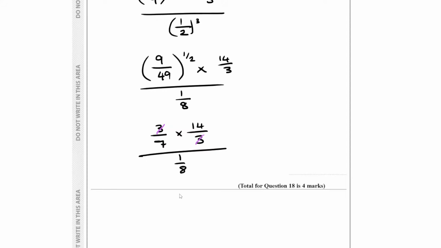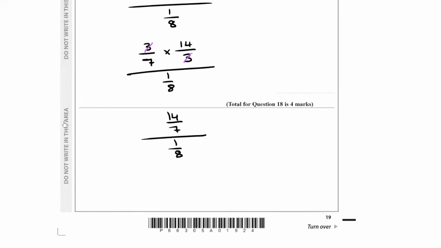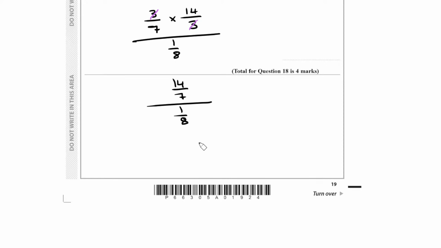You would end up with 14 over 7 divided by 1 over 8, which you could divide straight away, but that 14 over 7 will simplify, won't it? 14 divided by 7 is obviously 2. I'm doing 2 divided by 1/8. We're almost there. That's the same as keep, flip, change: keep the first one, flip the second one, change it to a multiply. 8 over 1 is the same as 8. Either way, you should get 16. However you've worked through it, you should get 16.